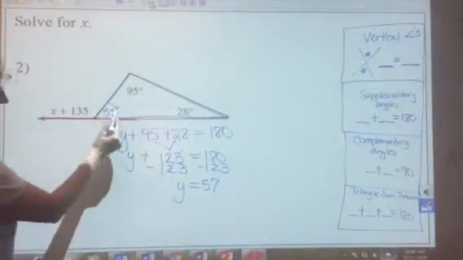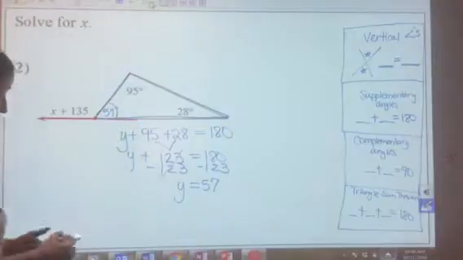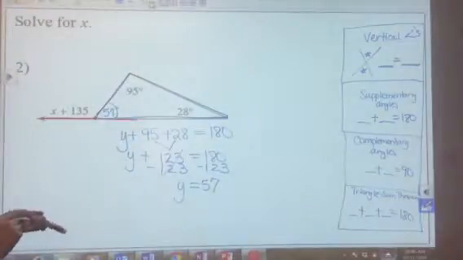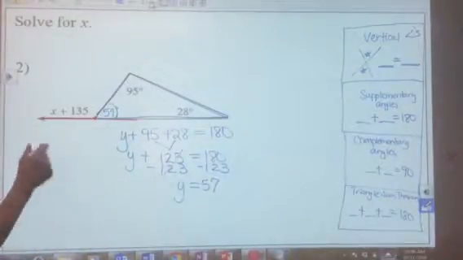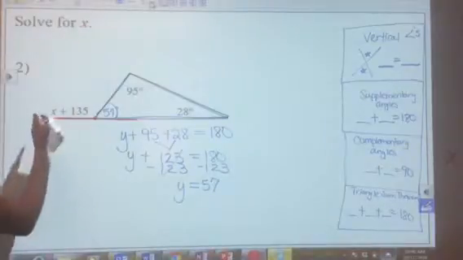Now that we know that angle, we can use that angle to find the value of x, and that is what the question asked for, solve for x.